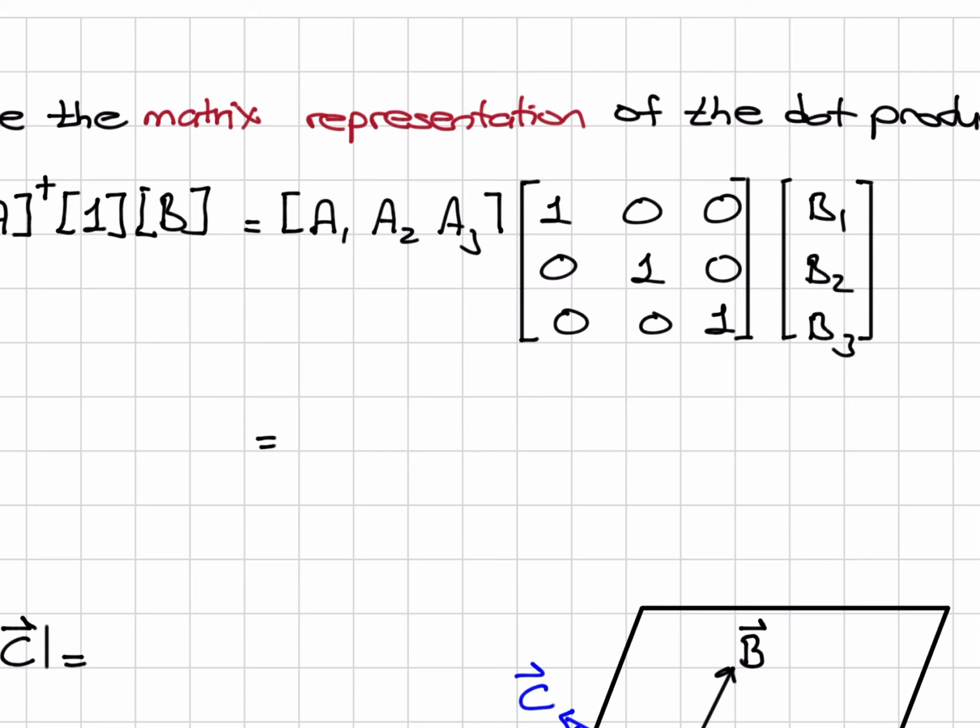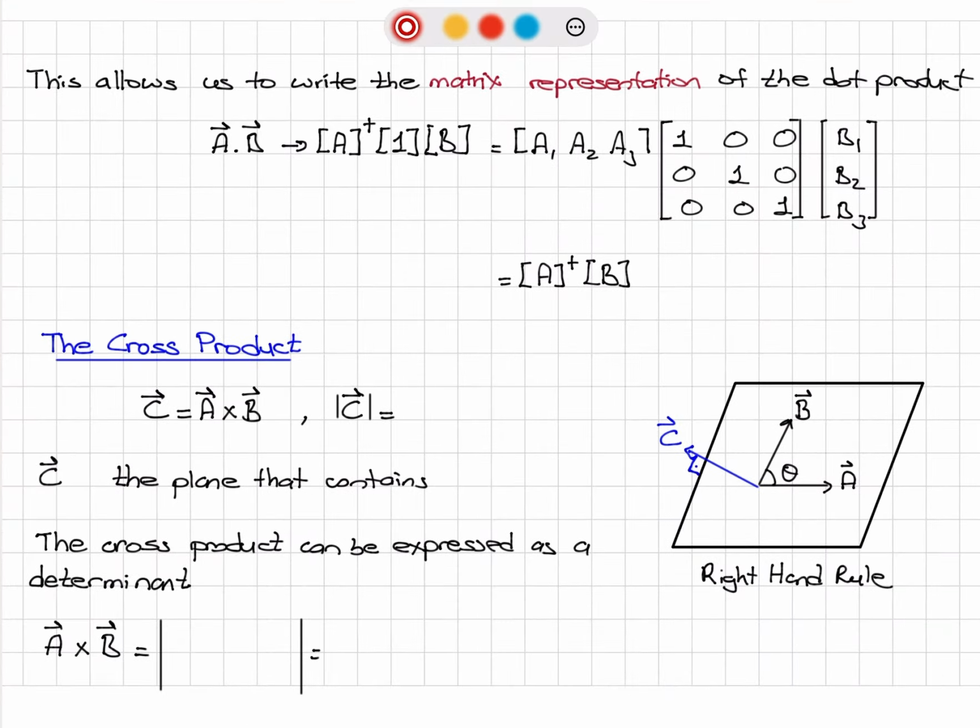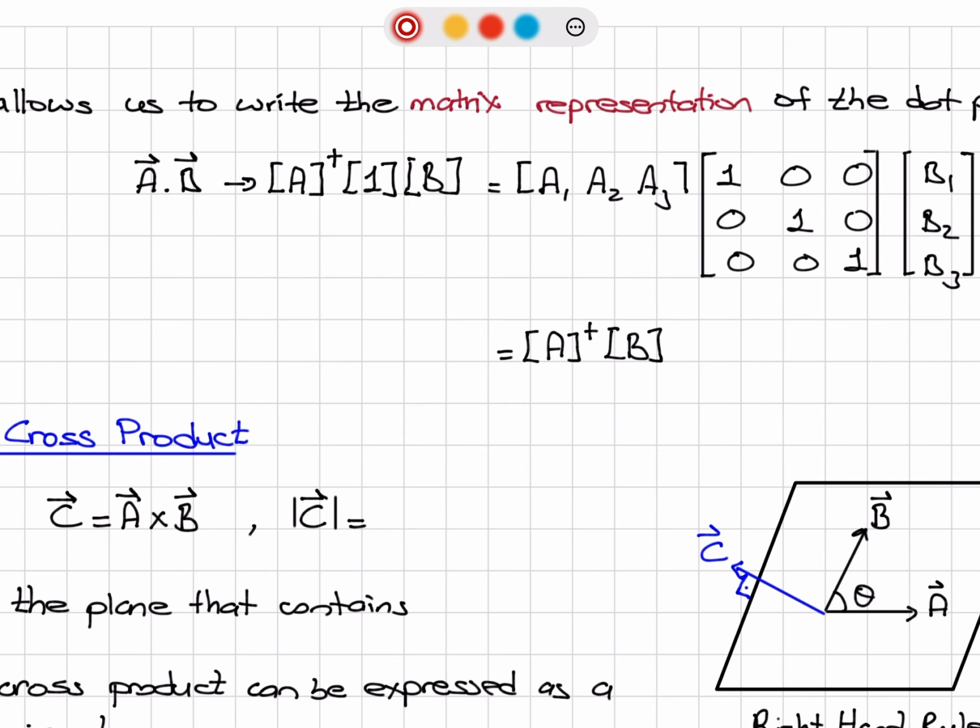Now you can see that the multiplication of this matrix with B1, B2, B3 is going to give me B1, B2, B3. So that's B itself. So that means I have A transpose multiplied with B vector matrix representation. That gives me A1 B1 plus A2 B2 plus A3 B3. This is a 1 by 3 matrix, this is a 3 by 1 matrix. It gives me a 1 by 1 matrix, only one matrix element, which is the sum of these products, A1 B1, A2 B2, and A3 B3, just as I expected. So this is how I do the matrix representation.